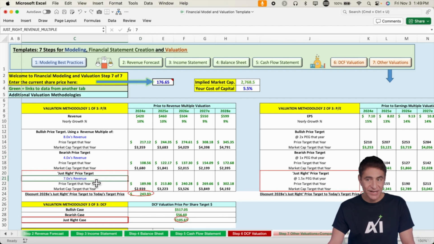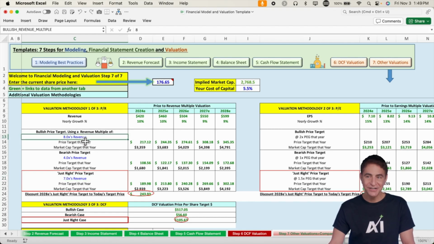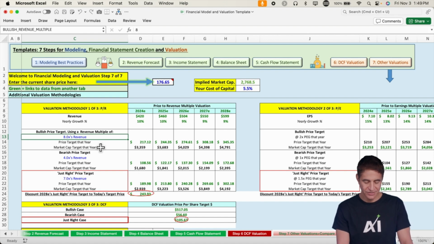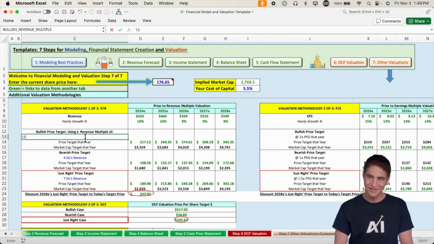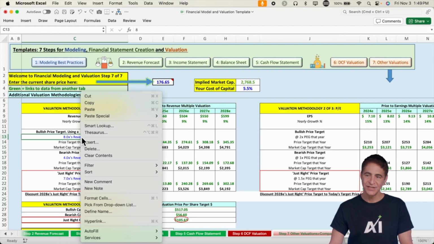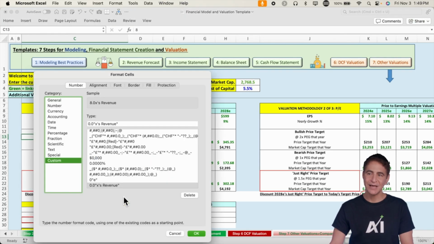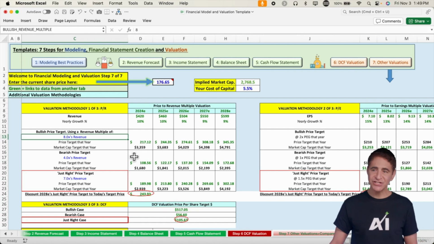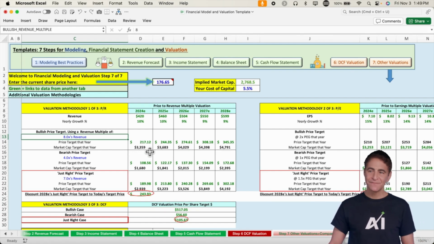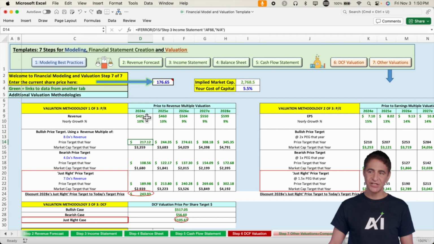Now, the way that I set this up is this here is the bullish revenue multiple. And so if I changed it to 12, you'd see it's going to impact all these numbers here. And I formatted this cell here so that if you type in a number, it's basically going to say times revenue. Okay, so let's just leave it at that number there. And so the price target for this year, by the end of 2024, using 8 times revenue, is going to be $217 per share.